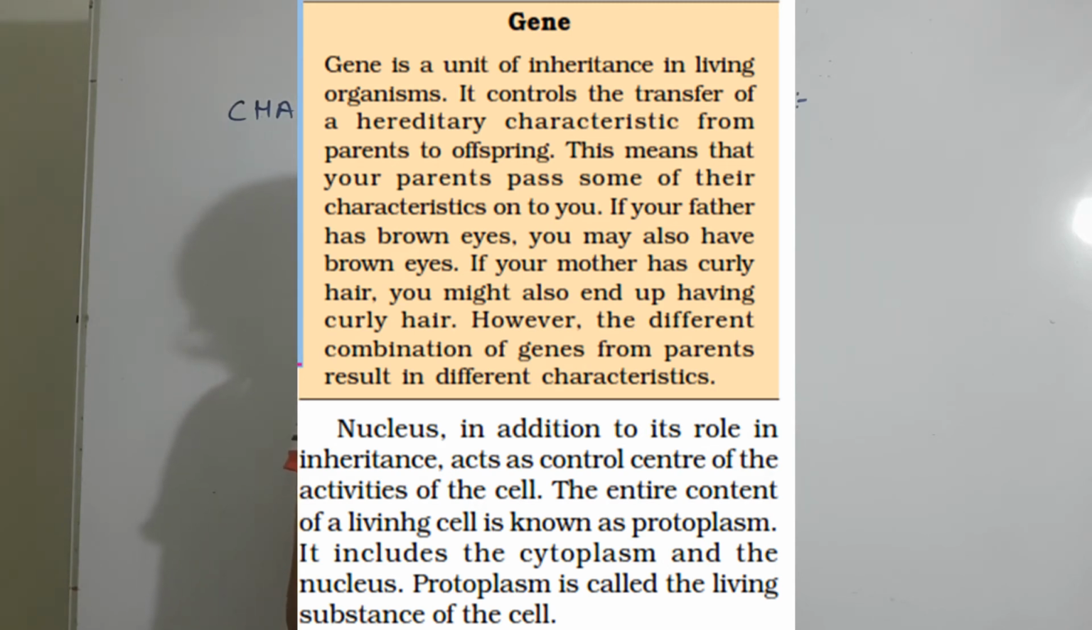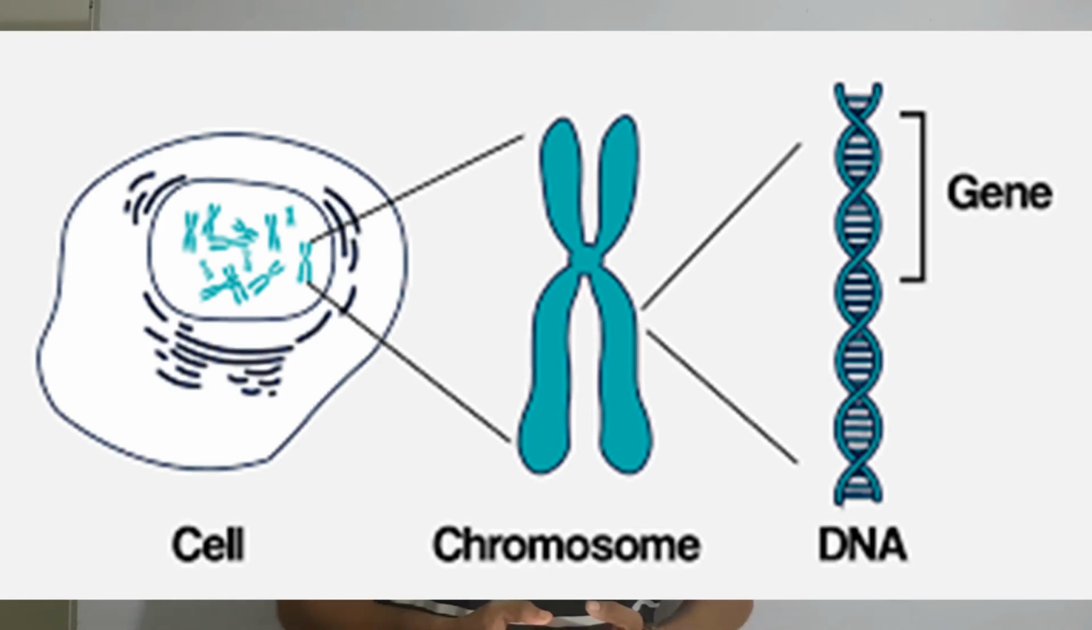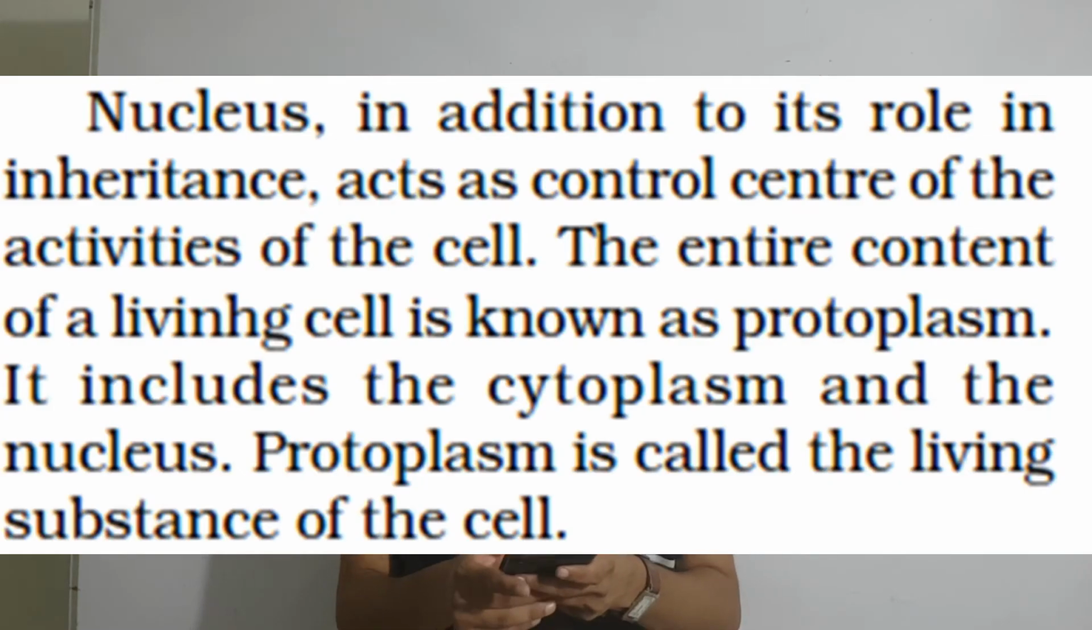This means that your parents pass some of their characteristics onto you. If your father has brown eyes, you may also have brown eyes. If your mother has curly hair, you might also end up having curly hair. However, the different combination of genes from parents results in different characteristics. Friends, on your screen you can see the diagram of this DNA, and one part of the DNA is called gene.